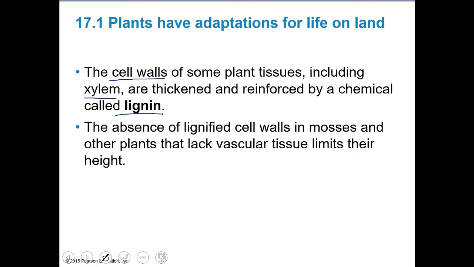So lignin helps the cell wall, so it's going to be a little bit tougher or harder, a little thickened. The absence of lignified cell walls in mosses and other plants is considered a lack of vascular tissue, and that limits their height. When you don't have a tough, thickened substance to reinforce the plant tissues, it just means that they're going to be shorter. And again, we'll look at plenty of examples of these to help clear it up. I say a little bit shorter, but a lot shorter.